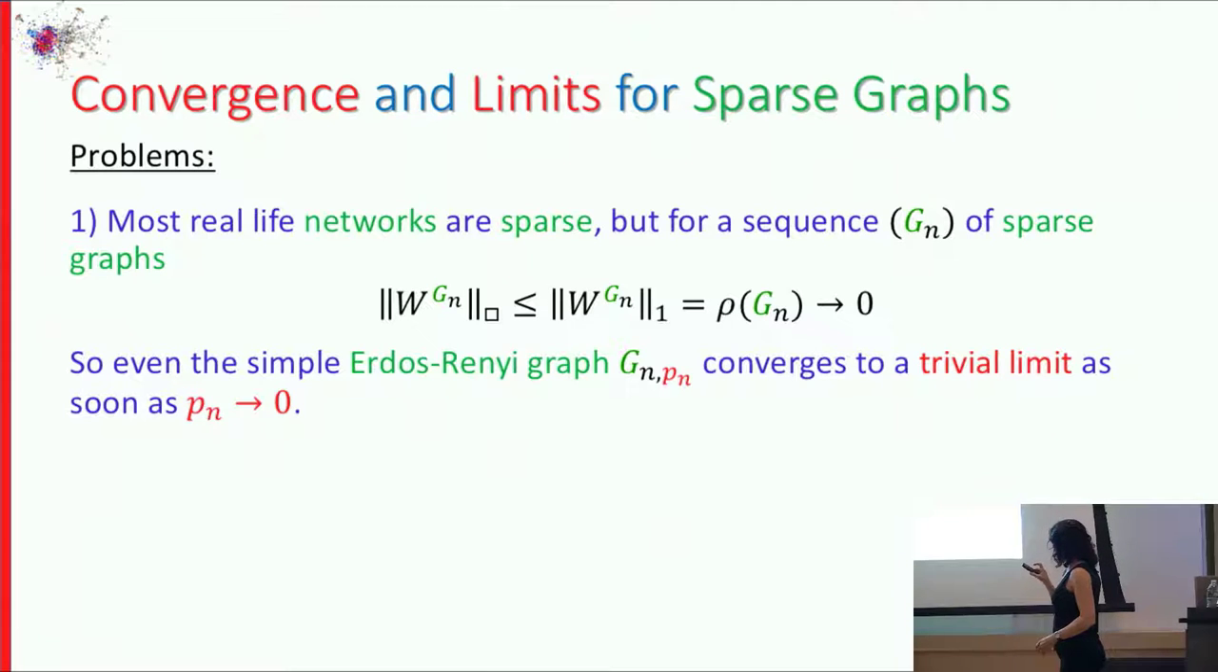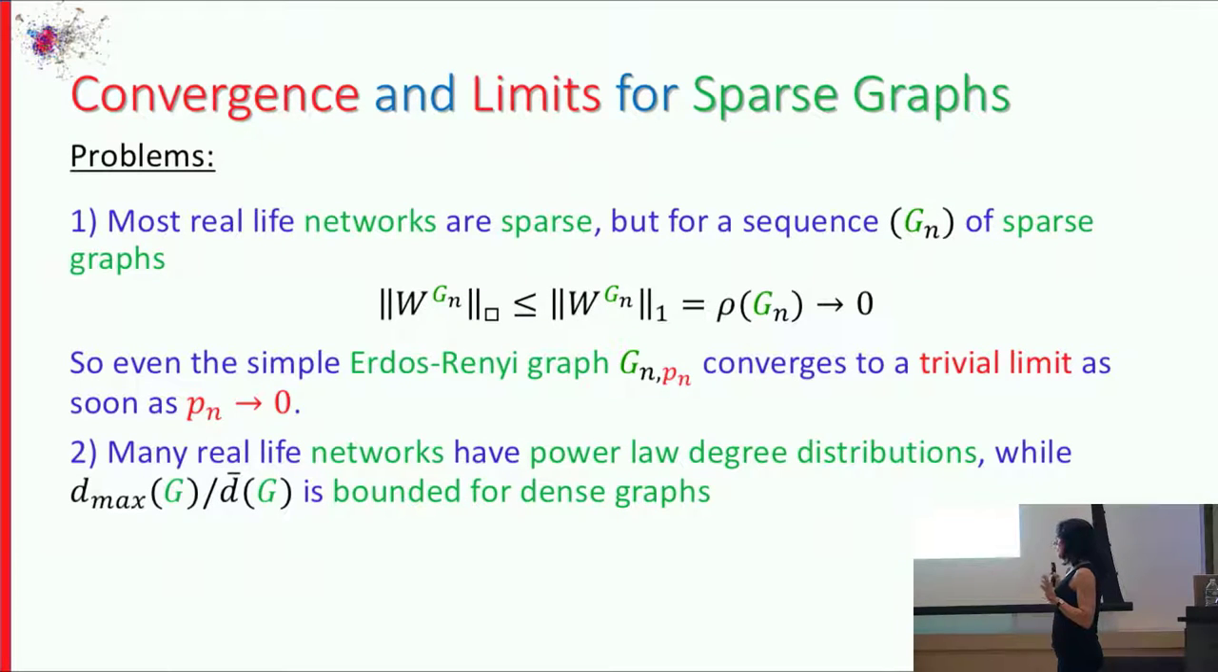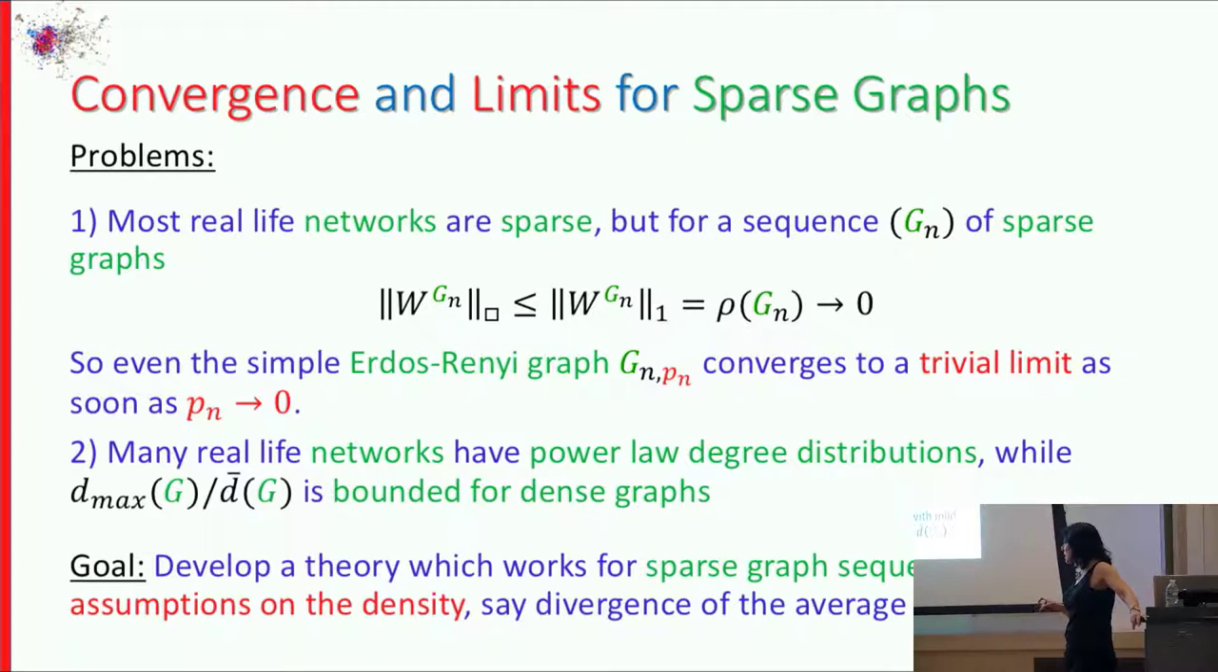Okay, you might think what I want to do then is divide through by the density, and I'm going to do that in a little while. Also, many real-life networks have power law degree distributions, but on the other hand, the max degree over the average degree is bounded for dense graphs, so that's another reason you don't like dense graphs. So the goal is to develop a theory which works for sparse graph sequences with mild assumptions on the density, like divergence of the average degree.